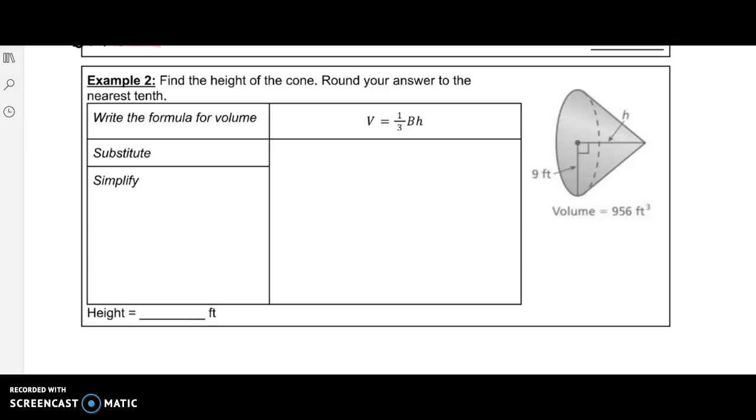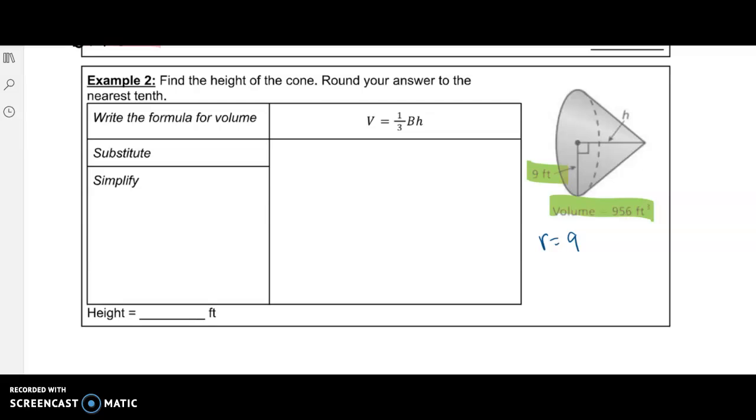So now we're going to find the height of a cone and round our answer to the nearest tenth. So for this, very similar to our last topic, they didn't give us the height, but they gave us the volume and they gave us the radius. So our radius is 9.